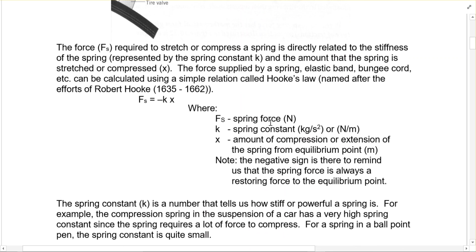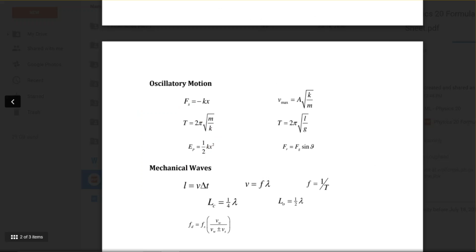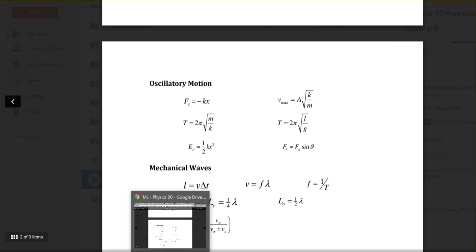Okay, so here is Hooke's Law. And what it means is Fs, that's the restoring force of the spring, is equal to negative Kx, where K stands for the spring constant, X stands for the distance. And here it is too, actually. So Fs is equal to negative Kx, along with, I didn't show that on the last one, the period of a pendulum is over there too. You must have found that by now, though, hopefully.